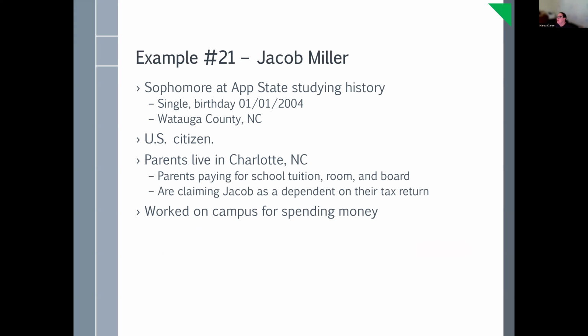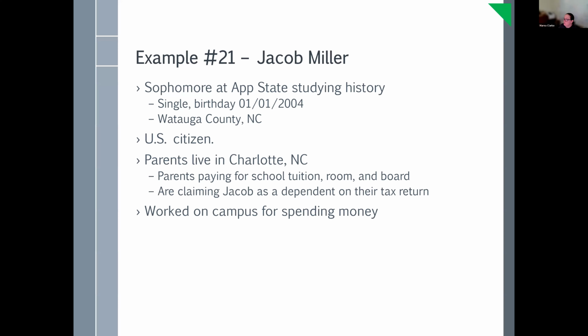All right, so we have Jacob. Jacob is a sophomore at App State studying history. He's single. He was born January 1st, 2004. He is a US citizen. His parents live in Charlotte, North Carolina. His parents are paying for all of his school, his tuition, his room, and his board. They are claiming Jacob as a dependent on their tax return.